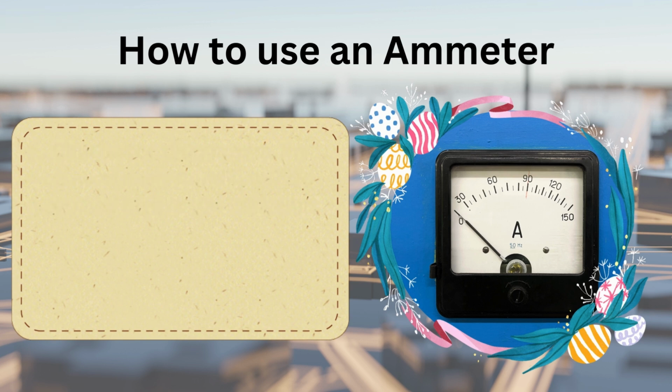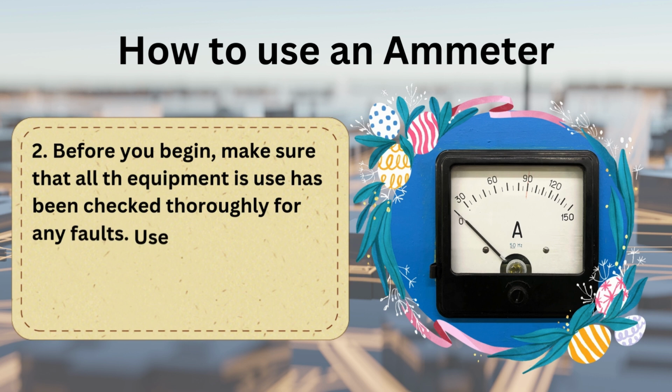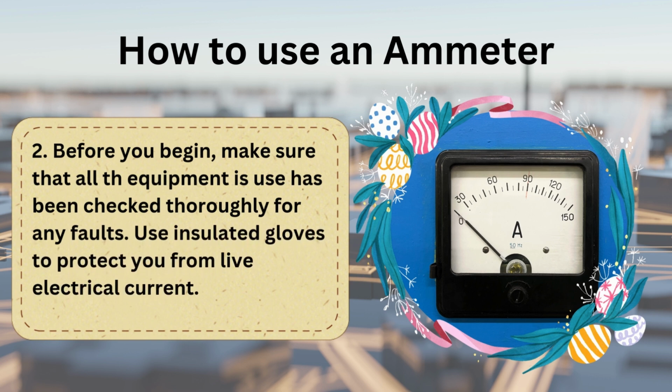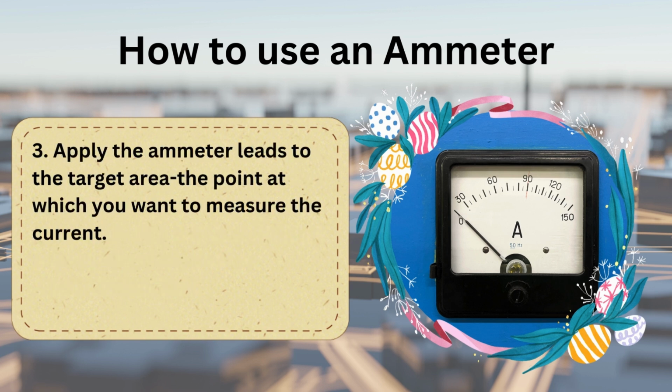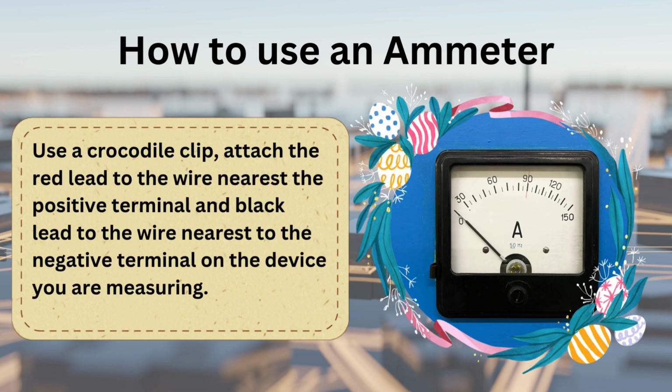Number 2. Before you begin, make sure that all equipment to be used has been checked thoroughly for any faults. Use insulated gloves to protect you from live electrical current. Number 3. Apply the ammeter leads to the target area or the point at which you want to measure the current. Use a crocodile clip.